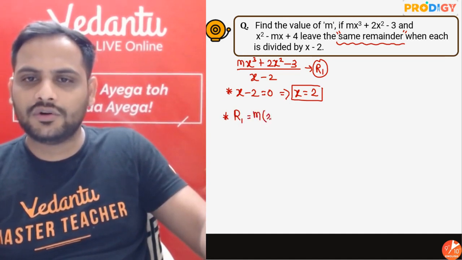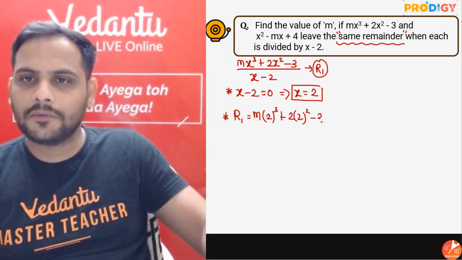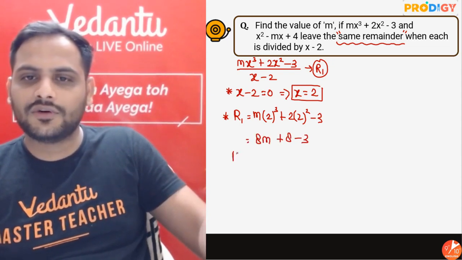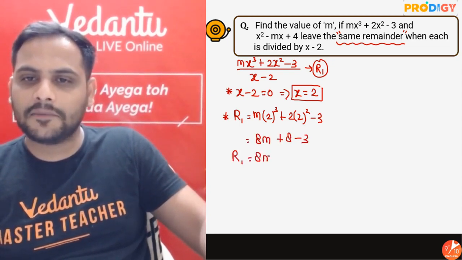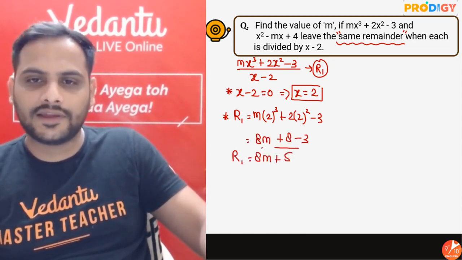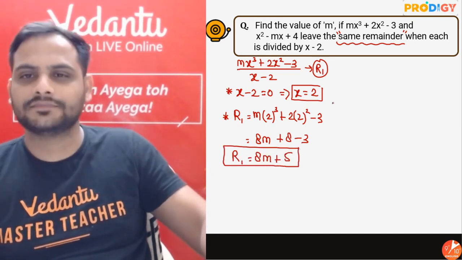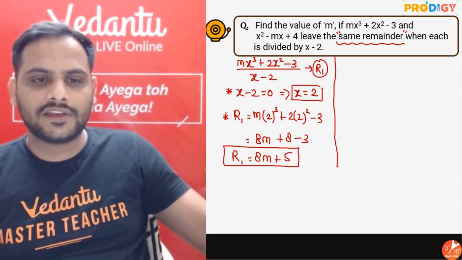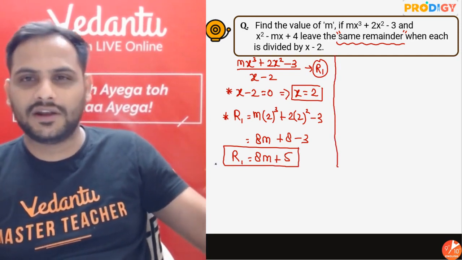So m into 2 cube plus 2 into 2 square minus 3. So it will be 8m plus 8 minus 3. So r1 is 8m plus 5. Okay, let's go for the next one. In the second polynomial, beta, let's see what the remainder is.